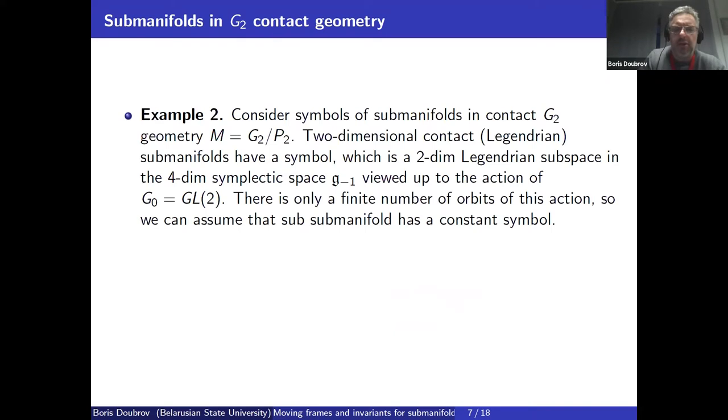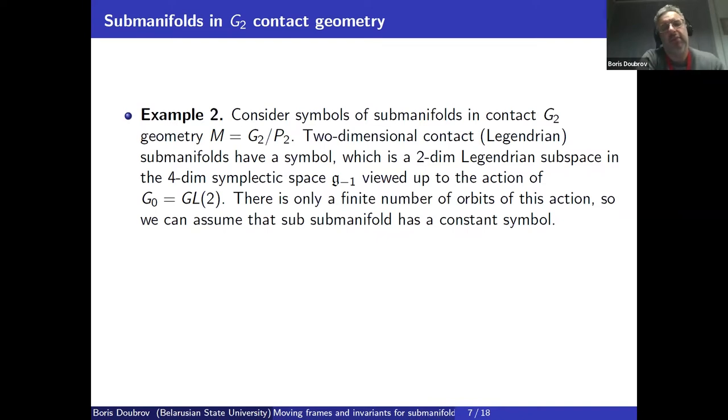We were speaking a lot about contact G2 geometry, so I thought I will give another example around this. So again, let's look at what we can get as symbols for submanifolds, or not just curves, but submanifolds in contact G2 geometry. So let's start with dimension two. Suppose we have two-dimensional submanifolds, and suppose they are contact, or Legendrian in this case, so they are tangent to the contact distribution. Their symbol will be just a two-dimensional, well, probably Lagrangian would be more correct, Lagrangian subspace in the four-dimensional symplectic space G minus one, viewed up to the action of GL2.